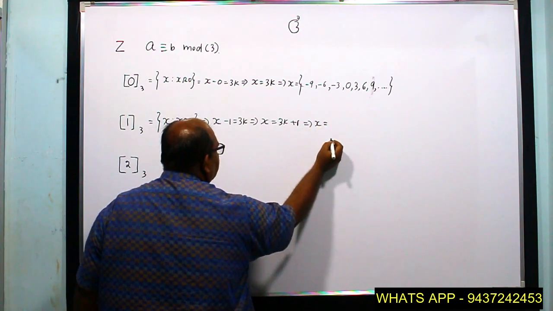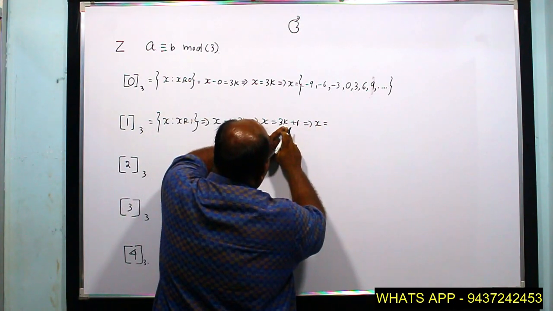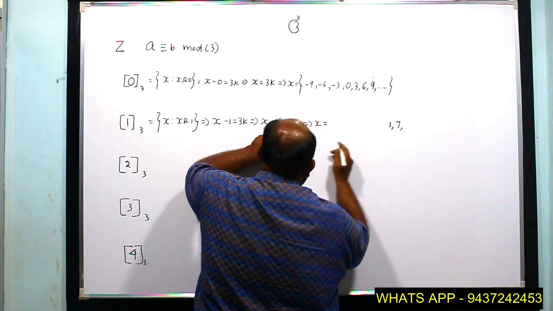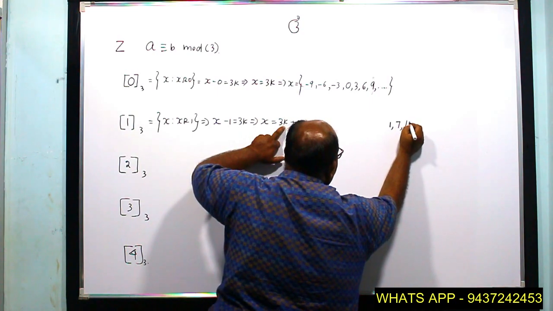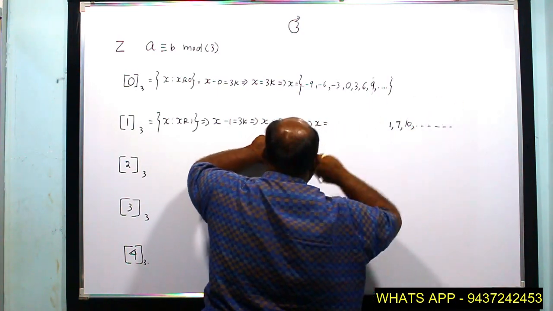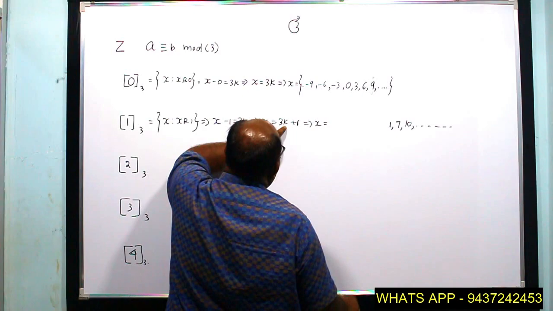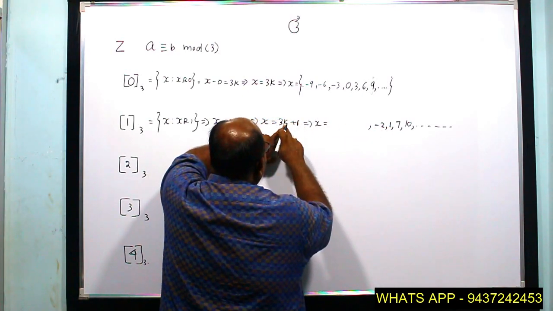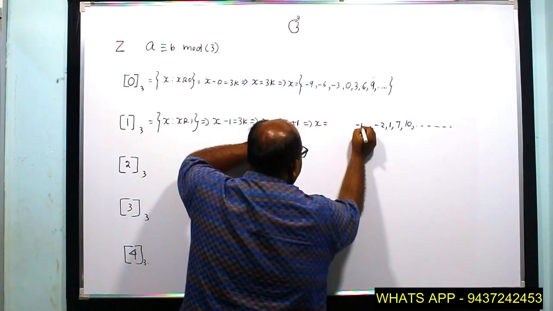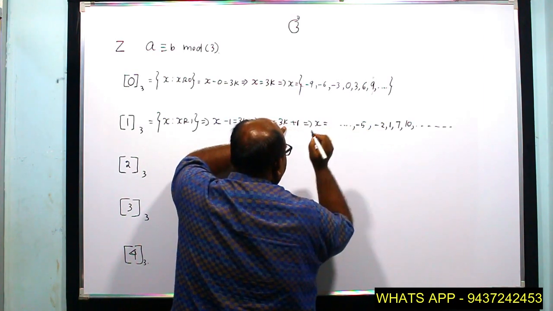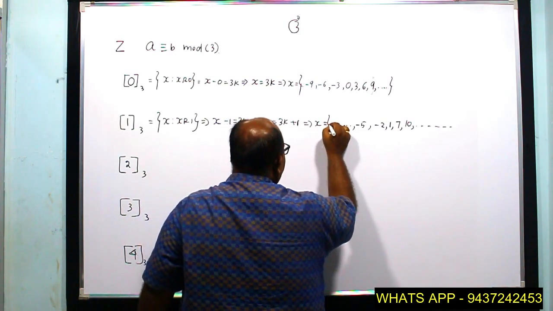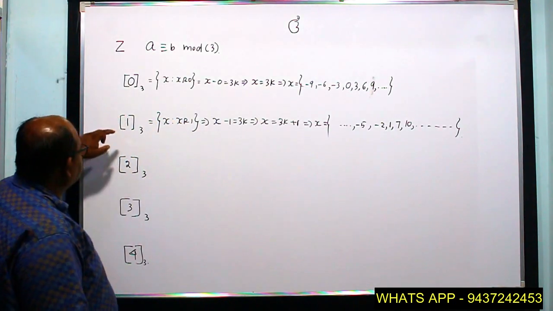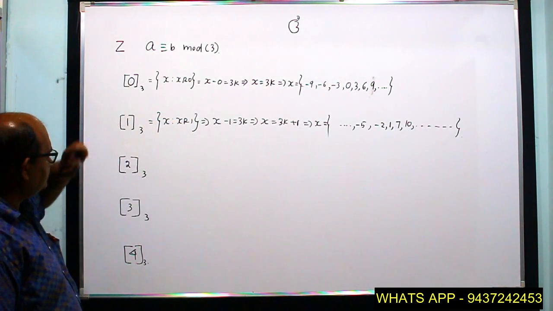This implies x is equal to, again, putting k equal to 0 we get 1, so we write 1 here. Putting k equal to 2 we get 7, so we write 7 here. Putting k equal to 3 we get 10, so we write 10 here. Similarly I can get many other elements. Now putting k is equal to -1 we get -2, and putting k is equal to -2 we get -5. Similarly on this side also a lot of elements are there. Then this set is equal to the equivalence class of 1 for this relation.